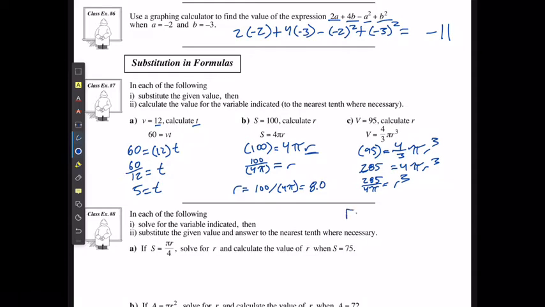and r is going to equal the cube root of, if you put in your calculator, sometimes it will put it all under the sign and sometimes it won't, bracket 285 divided by bracket 4 pi, and then close off those brackets. R is equal to 2.8.